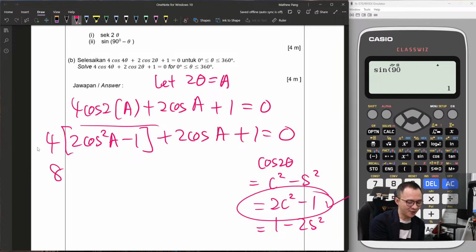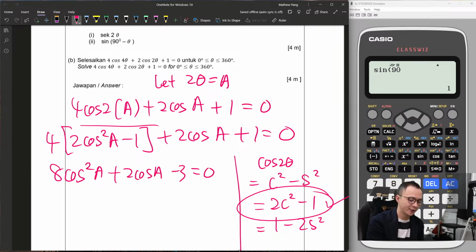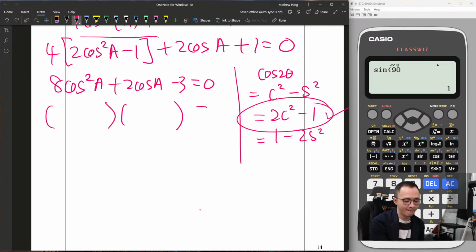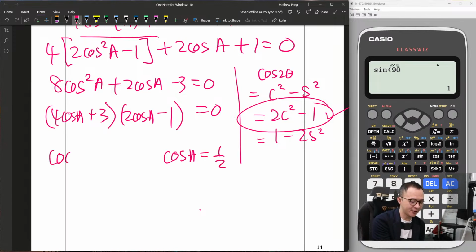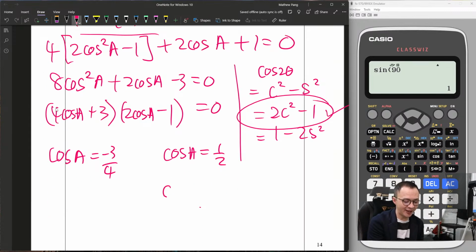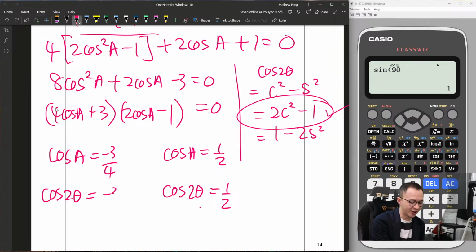Okay, then solve this one. 2 cos square A minus 1 plus 1, so it's 2 cos square A plus 2 cos A equals 0... Then I will just factorize as normal. Then this one should be 4 cos A, and then 2 cos A. So I'm going to get 2. This one is 3 and 1, plus and minus. Okay, so then cos A equals to 1 over 2. Then cos A equals to negative 3 over 4. And my A is 2 theta, right? Cos 2 theta equals to 1 over 2. Cos 2 theta equals to negative 3 over 4.